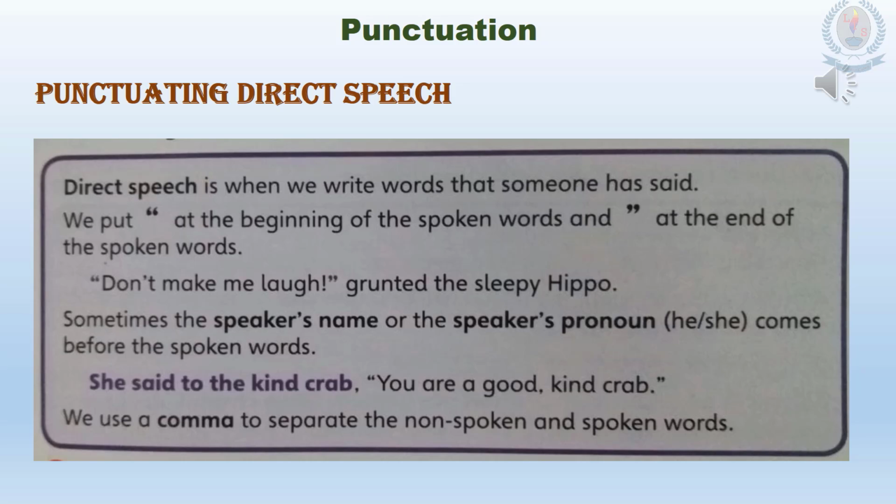When the speaker's name or speaker's pronoun comes before the spoken words, we'll see what we have to do. We use a comma to separate the non-spoken and spoken words. So in this example, "she said to the kind crab" is the non-spoken words. "You are a good kind crab" is the spoken words. So we use a comma to separate non-spoken and spoken words.